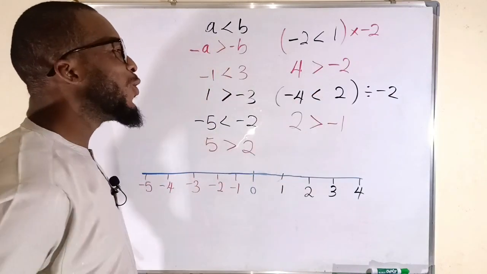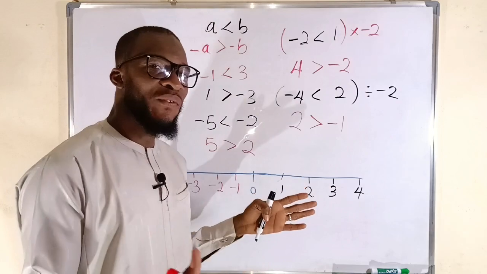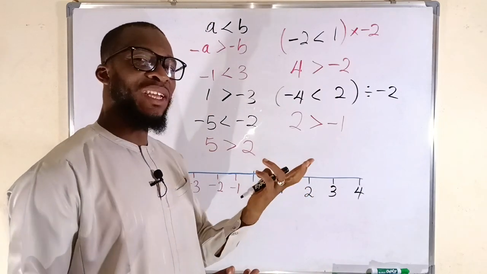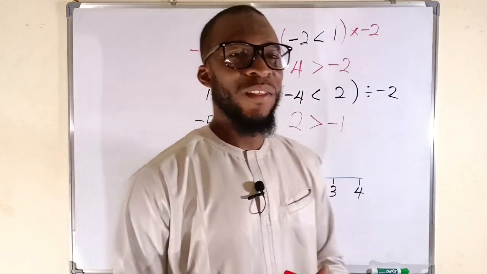So this is true for all numbers. Whenever you multiply or divide both sides of an inequality by a negative number, the direction of the inequality will surely change.